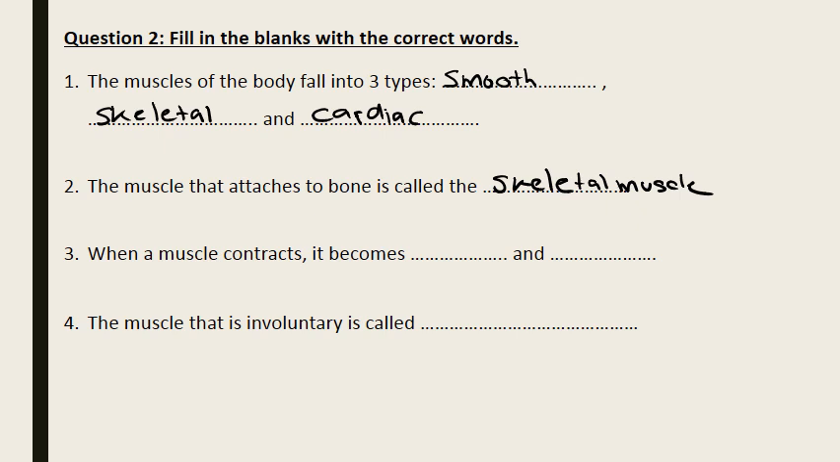When a muscle contracts, it becomes thicker and shorter. The muscle that is involuntary is called cardiac muscle. So either cardiac muscle is right, and the smooth muscle. So I'm going to write here cardiac or smooth because both answers are correct.